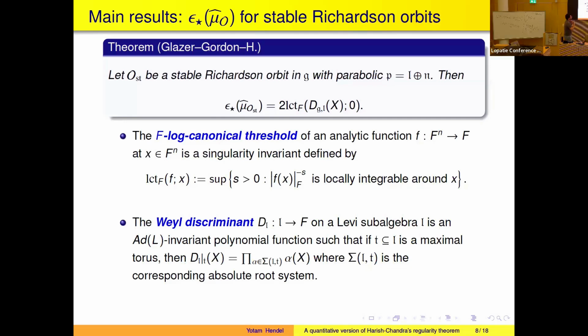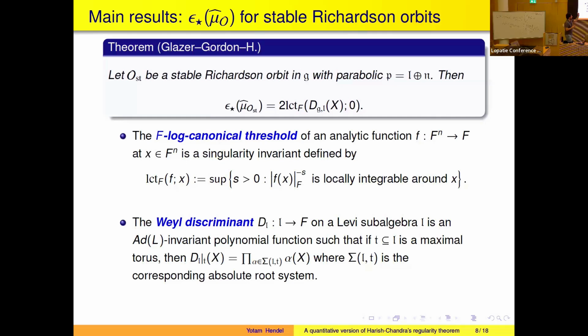Okay, so what is this log canonical threshold? It is a certain singularity invariant coming from birational geometry. It measures how far a hypersurface is from being log canonical, which is a certain class of singularities. And it can be defined in the following concrete way. Really it measures integrability of your function to the power of negative s: the supremum over all s larger than 0 such that this function is locally integrable around x.